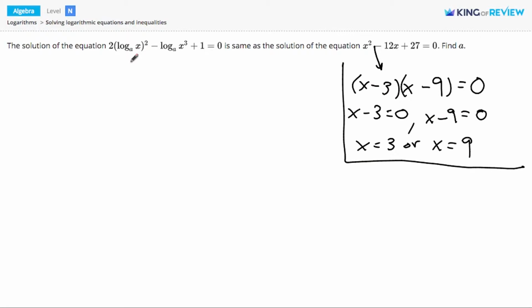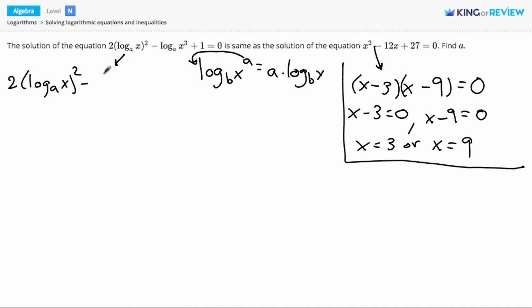But now let's return to this logarithmic equation. I have a log base a in the first term that's squared, and a log base a of x to the third in the second term. If I could get rid of this third power, I would have exactly the same log in both terms. So I'm going to use a property of logs that says if you have the log base b of x to the a power, that's the same thing as a times the log base b of x. You can basically take the exponent and move it to the front of the log. So if I use that in the second term of my log equation here, I take the 3, move it to the front of the log, and I get 3 times the log base a of x.